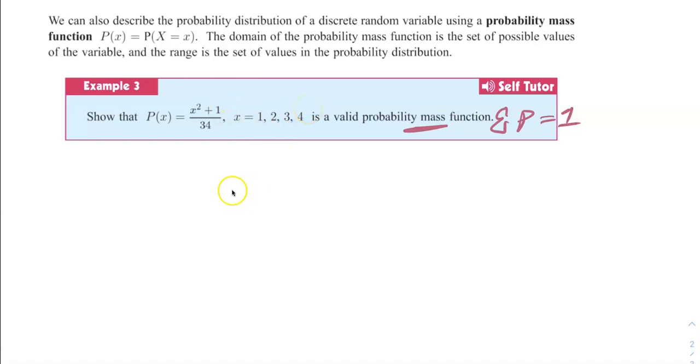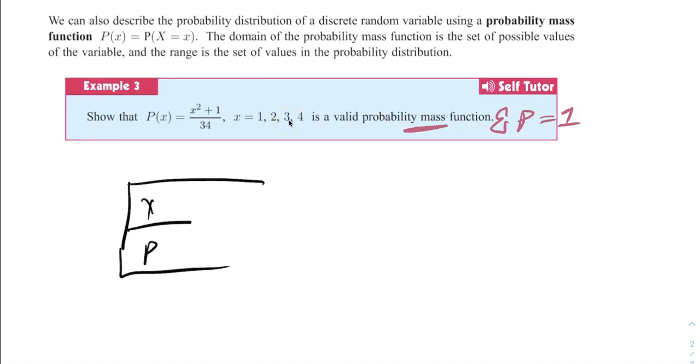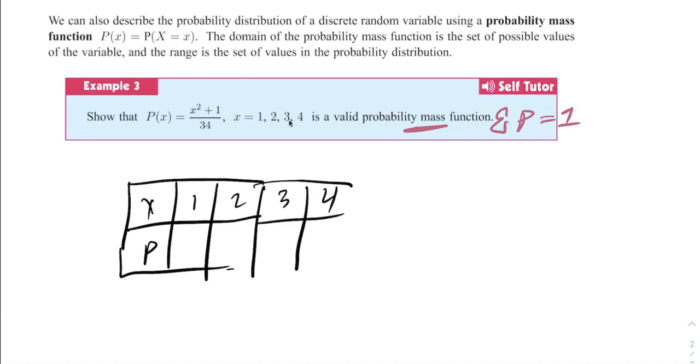So what's going on here? You could make a probability distribution if we want. It makes it a little easier. So here's X, here's P. Try out 1, 2, 3, 4. Now, how do I find the probability? Well, they give you the formula for it. Don't sweat it, just plug it in. 1 squared plus 1 is 2, so 2 over 34. I'm going to leave it as 2 over 34 for now. You'll see why in a second. For 2, substituting in, 2 squared plus 1 is 5, so I get 5 over 34.